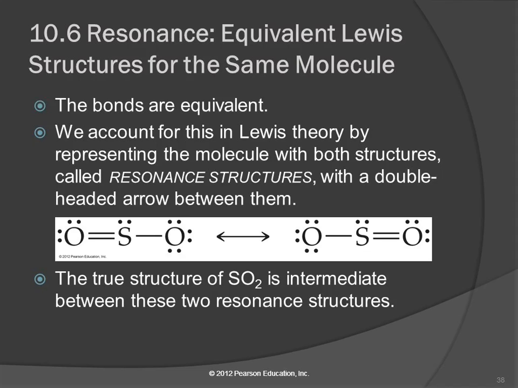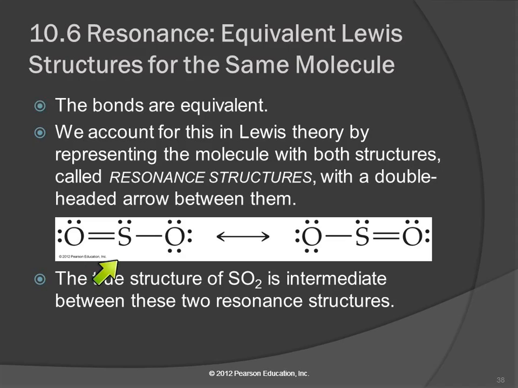So the bonds are equivalent, and so what we do in Lewis theory to account for this is we draw both of the structures, and then we put a double-headed arrow in between. So resonance makes you think of something vibrating, right? So you can kind of think of it as going back and forth between these two. The true structure is between. It's not either one of those, it's in between. So that's what resonance is. So there'll be some questions that may ask you how many resonance structures there are, or to draw the different resonance structures for this molecule.